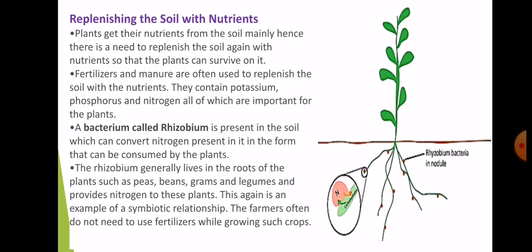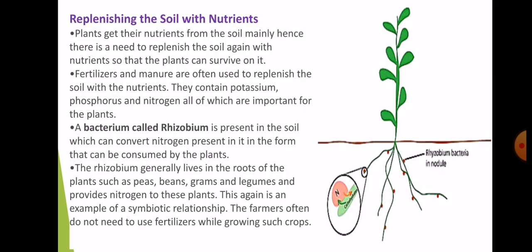Rhizobium bacteria also get nutrients from the plant, so they are living in a symbiotic relationship. The rhizobium bacteria help the plant, and the plant benefits the bacteria. This way, the rhizobium bacteria are also helping in replenishing the soil with nitrogen.